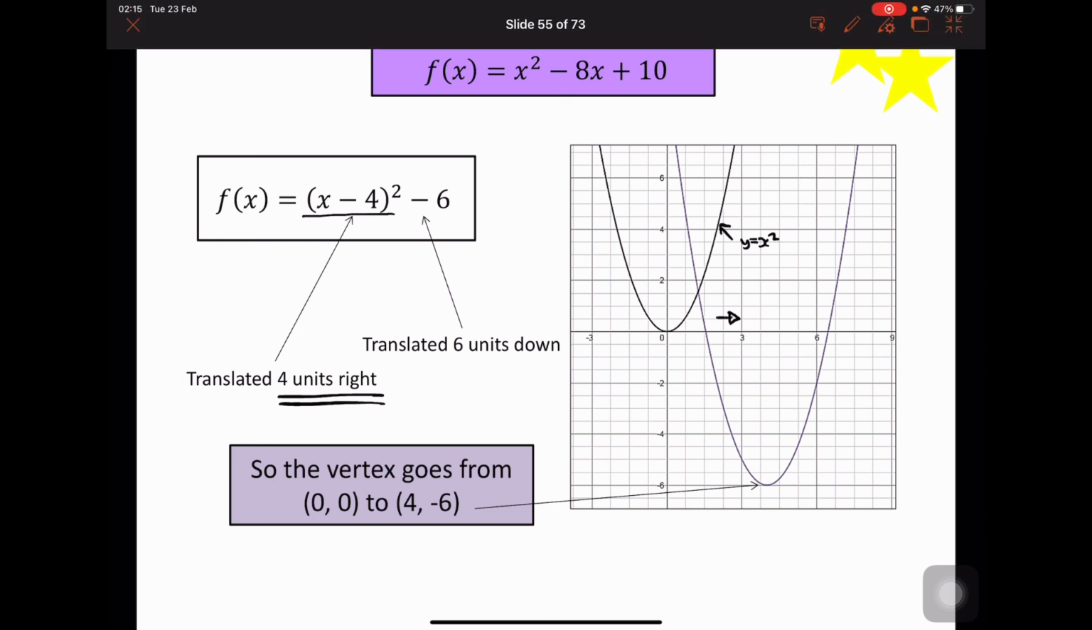So 4 units, so where is 3 and 6? This is 4, I'd say. Yeah, so something like this. There is our graph for x minus 4 squared.